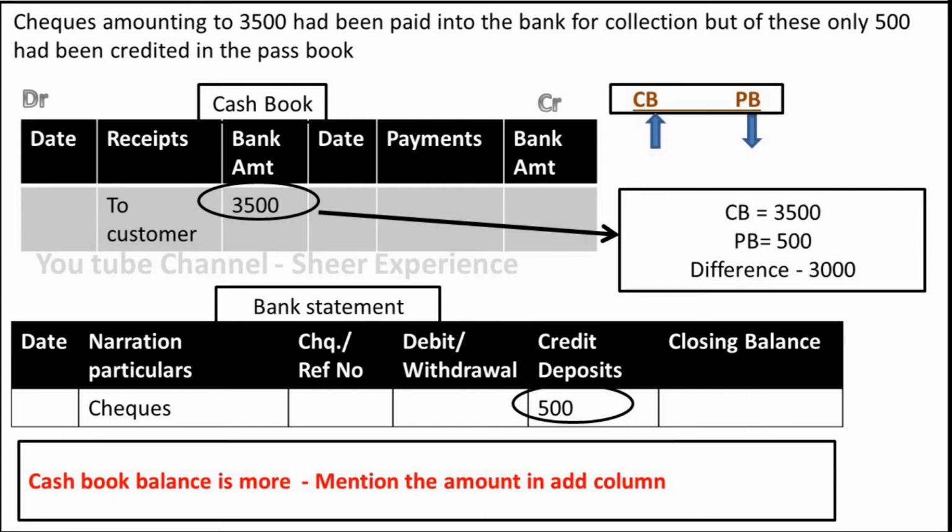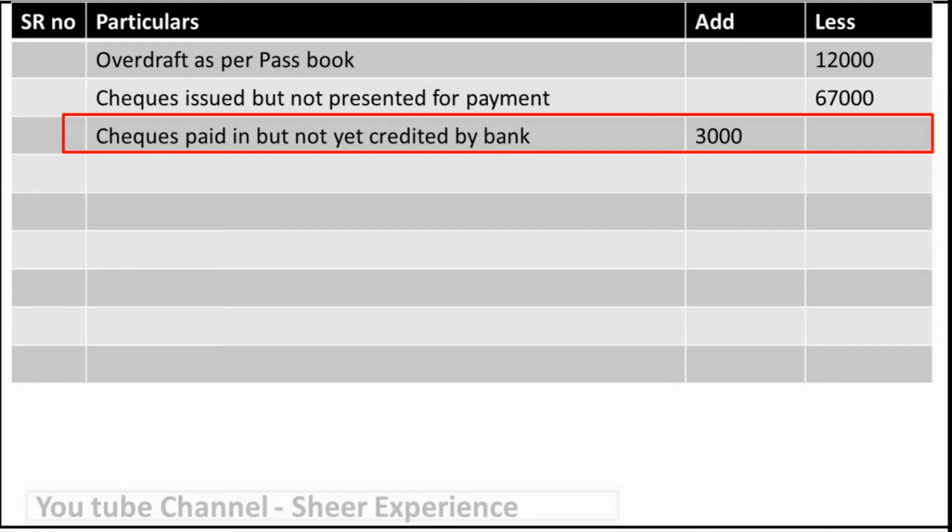I am preparing bank reconciliation statement as per overdraft passbook balance. I am referring to only cash book balance. Here cash book balance is more. So I'll mention the amount in add column. 3,000 in add column. In the particulars column, checks paid but not credited by bank.